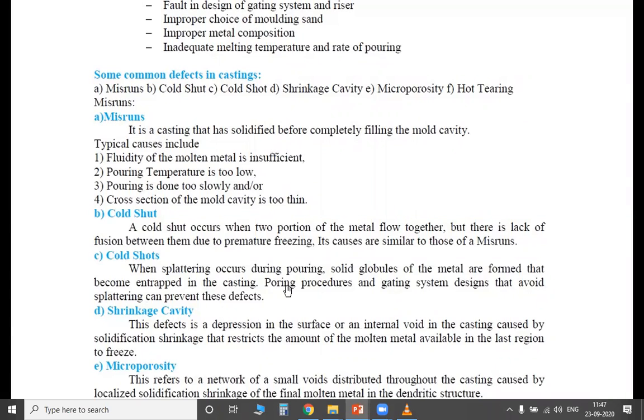So in the pouring procedures, the sprue must be placed in the correct manner and at the correct place. After placing the sprue, the ramming is to be done over the sand. After the ramming is done, the sprue is to be taken out. The sprue is not a constant; it is to be removed when the ramming is perfect.